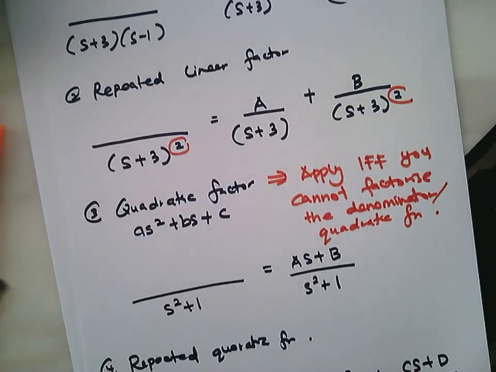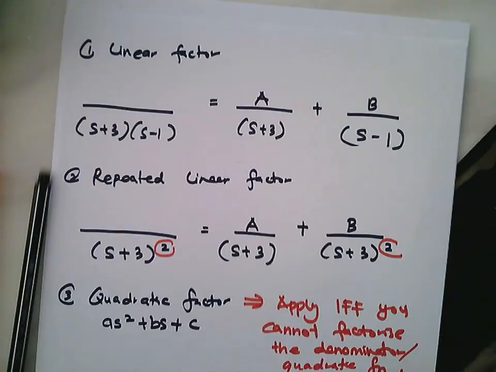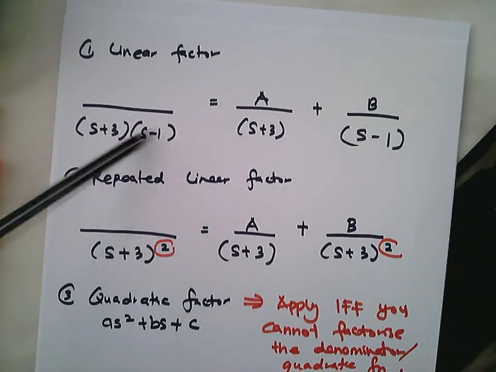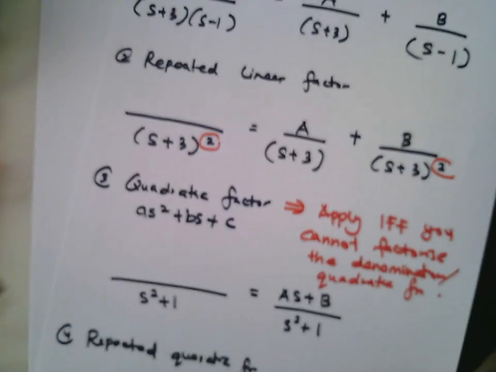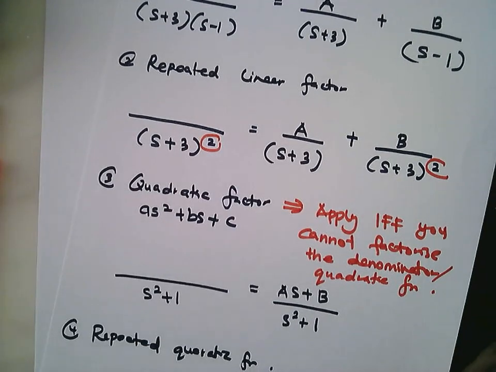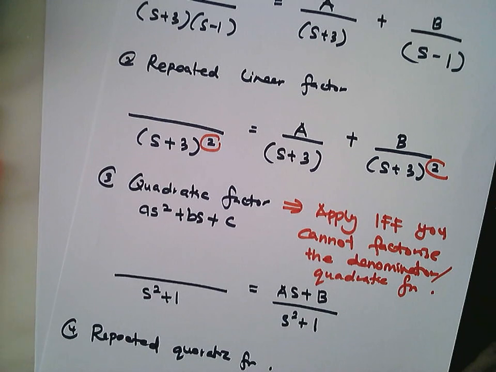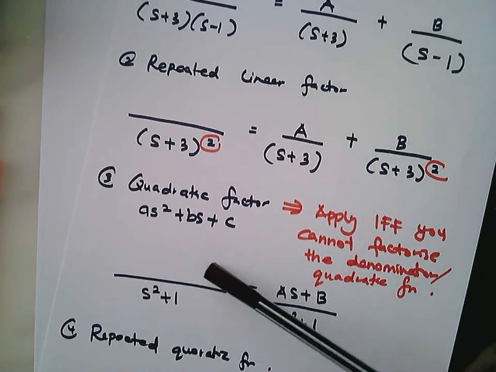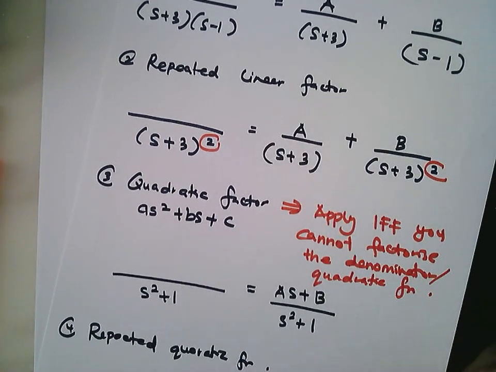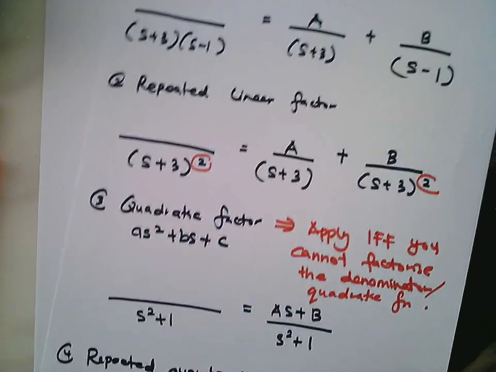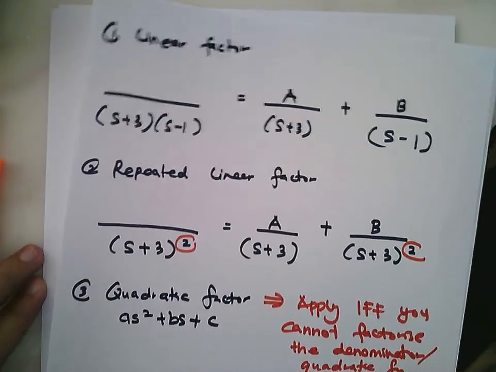So for rational function or partial fraction, you have either linear factor or repeated linear, or you might also have quadratic factor, and the last one is repeated quadratic function. But usually when we have a problem, it might be a combination of 1 and 3 or 2 and 3. Let's take a look at an example on how to solve the inverse of a function by using rational function.